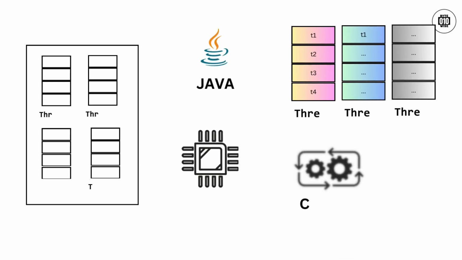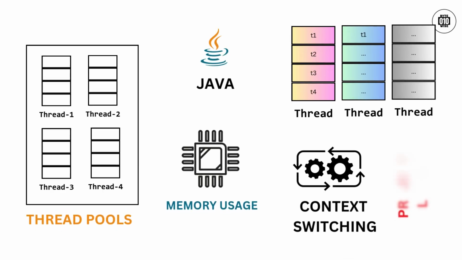In summary, while threads are essential for multitasking in Java, they're not free. Be mindful of their memory usage, creation overhead, and context switching impact. Use thread pools wisely and keep an eye on Project Loom for future scalability improvements.